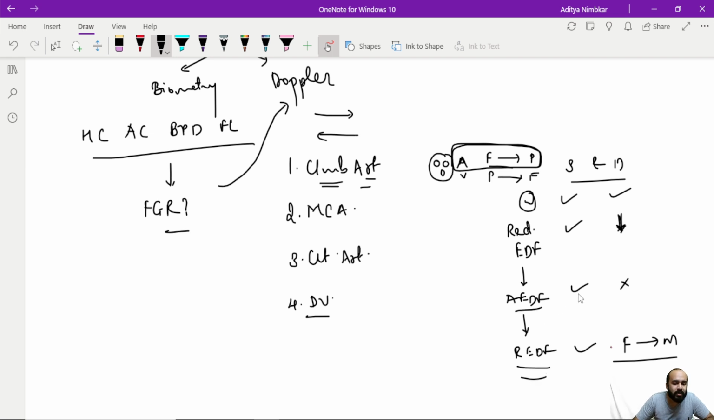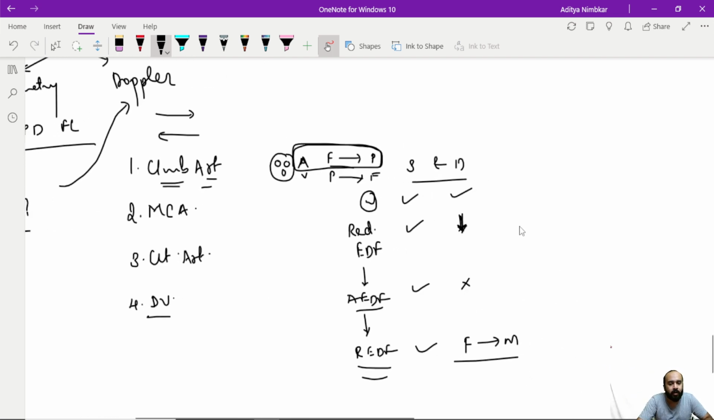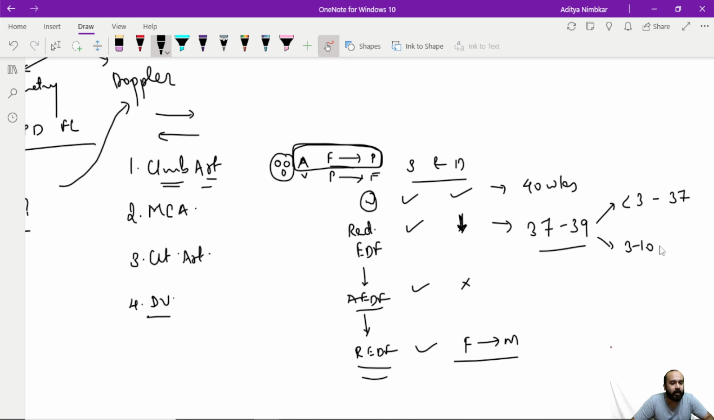Now how does it define our management? For someone who's normal, I would terminate this pregnancy at 40 weeks of gestation. Whereas for someone who has a reduced end diastolic flow, I would want to terminate it anywhere between 37 to 39 weeks of gestation. How do I determine that? I check the estimated fetal weight. If the estimated fetal weight is less than 3rd centile, then I terminate it at 37 weeks. If it is between 3rd to 10th centile, then I terminate it at 39 weeks of gestation.